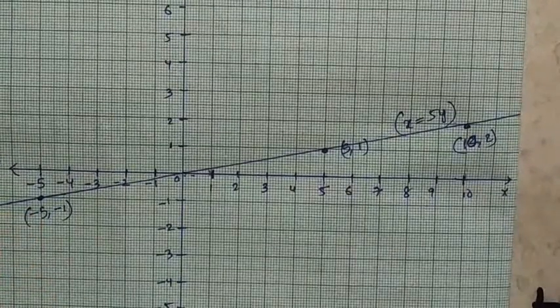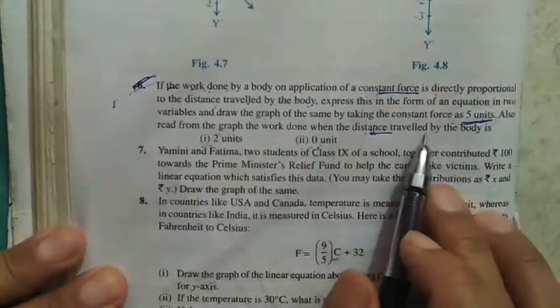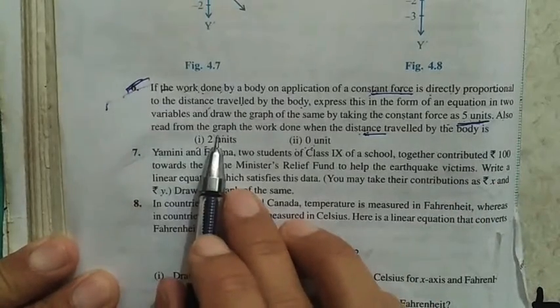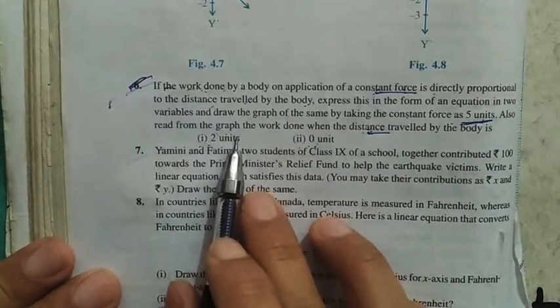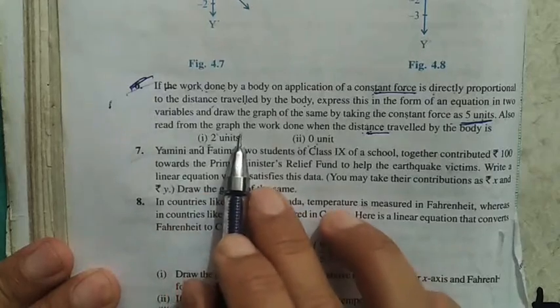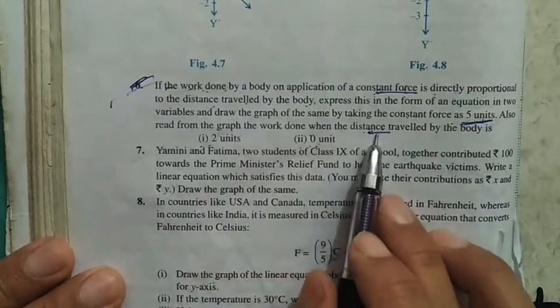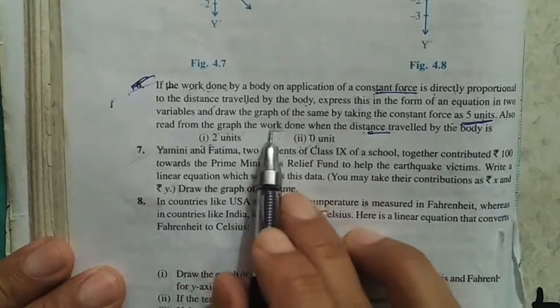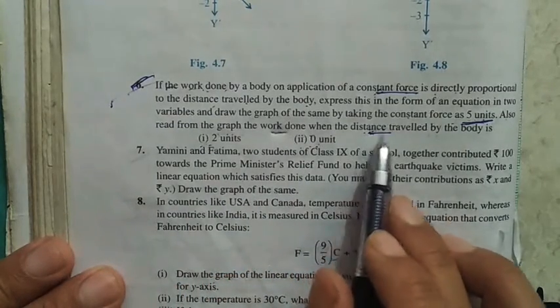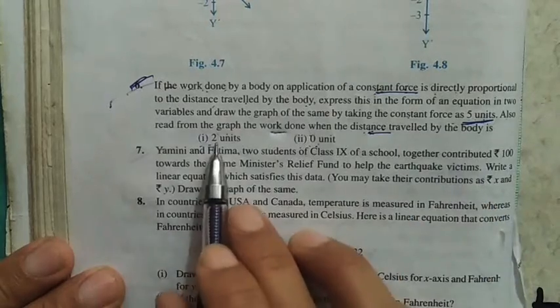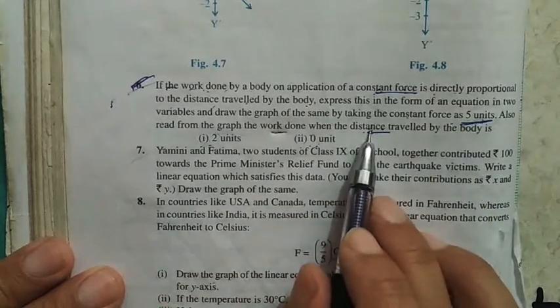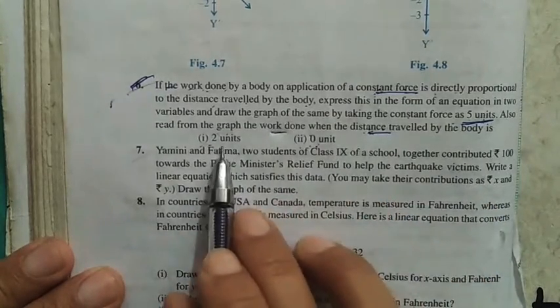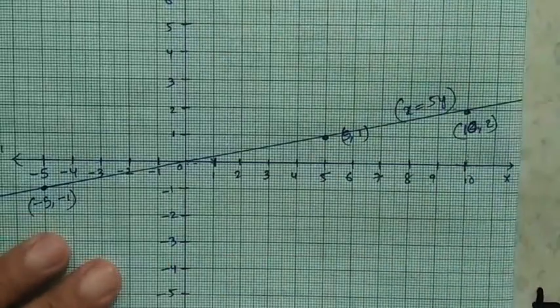There is a second part to the question. Also read from the graph the work done when the distance traveled by the body is 2 units. Now we have to find the work done. If the distance traveled is 2, what will the work done be?